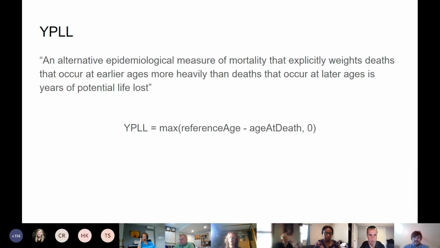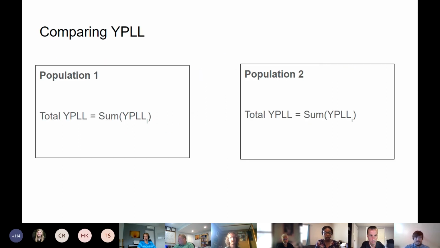So I just want to explain a little bit of background. Years of potential life lost is an alternative measure of mortality that explicitly weights deaths that occur at earlier ages more heavily than deaths that occur at later ages. So the formula is just using some reference age, the difference between a reference age and the age at death. So in this paper, they're using 75 as the reference age. And if someone dies over age 75, then YPLL is 0.